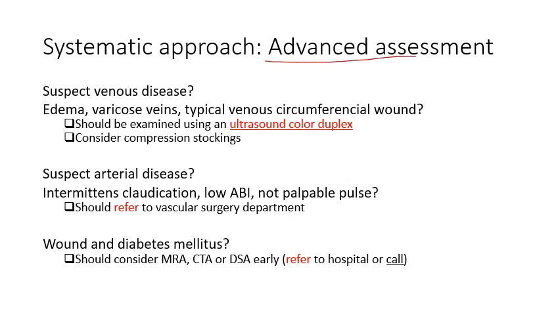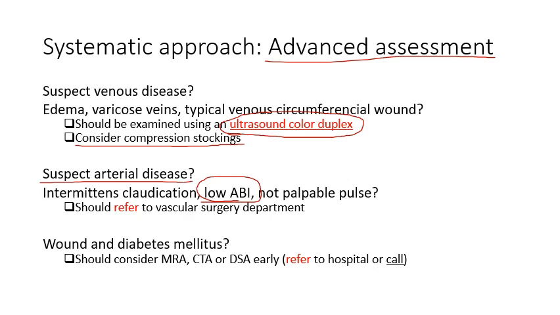And when it comes to advanced assessment, if you suspect venous disease, it's fairly simple and straightforward to do an ultrasound color duplex, and that should be considered. And there are very few instances where you should not give the patient compression stockings. Almost all patients can benefit from compression stockings. The only ones that should not have compression stockings are people with very low ankle brachial index or advanced arterial disease. So if you suspect arterial disease, ask for intermittent claudication symptoms.